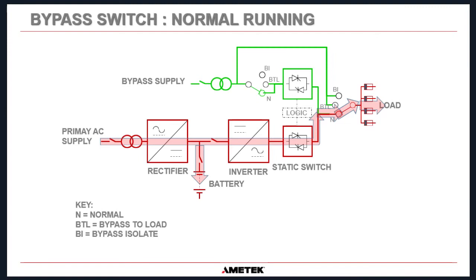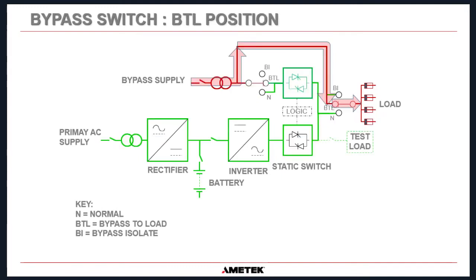Okay, so in normal operation, the UPS feeds power through its inverter, through the static switch, and then through the bypass switch in normal position. So it goes through this contact here up to the load circuits here. Okay. Now, if we move the bypass switch to bypass to load position, this is the power flow.